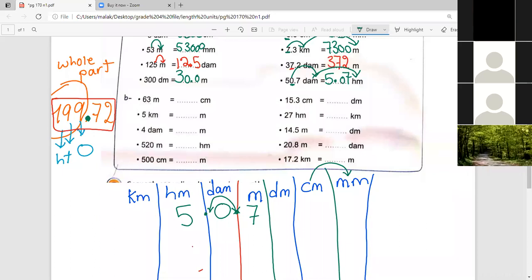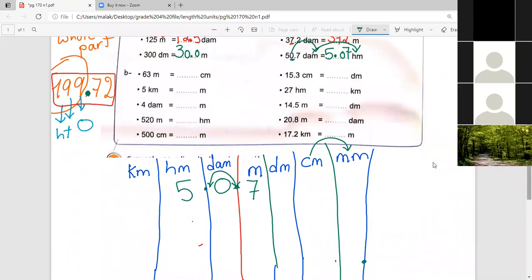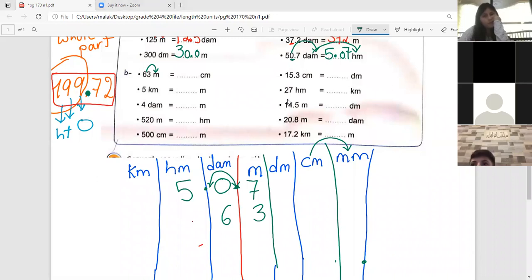63 meters convert to centimeter. We will put the three in the meter. Bravo. Then the 6 in the centimeter, back 63. We put 6 back. Okay? Now move to centimeter. We put 2 zeros. Bravo, Rahaf. So we are going to the right side, we just put 2 zeros. Bravo. So the answer is this.